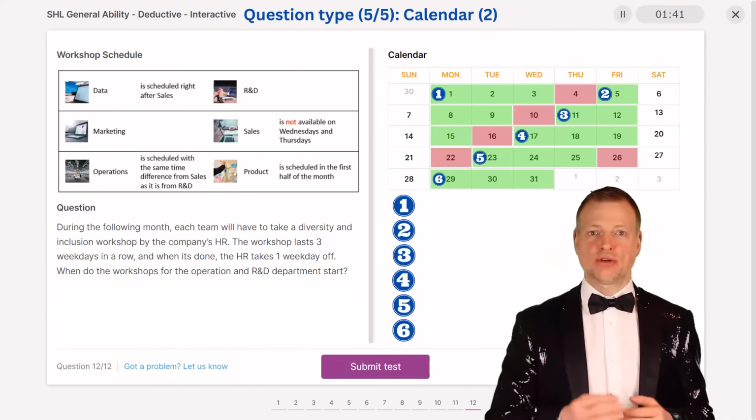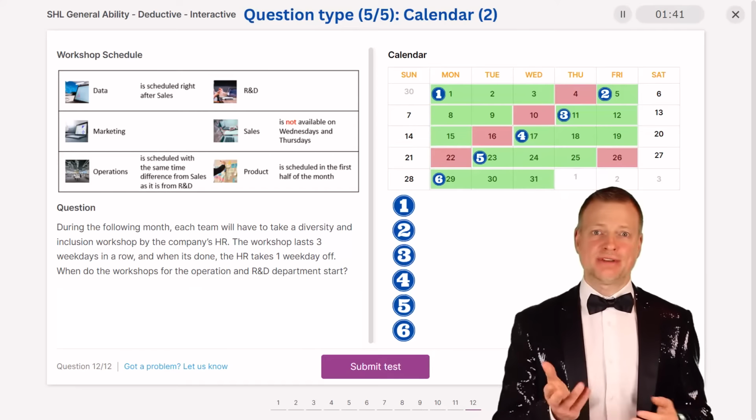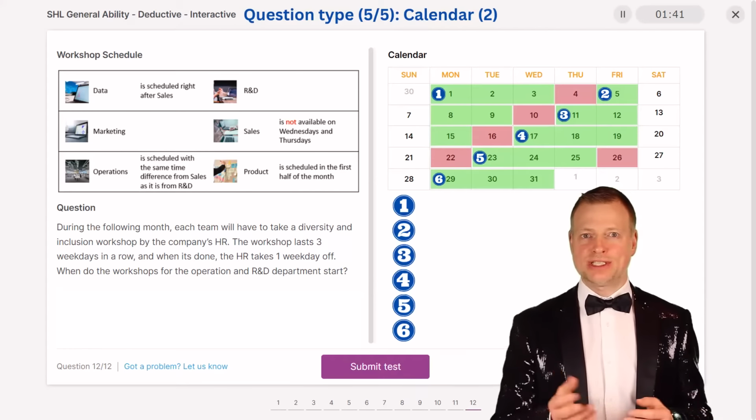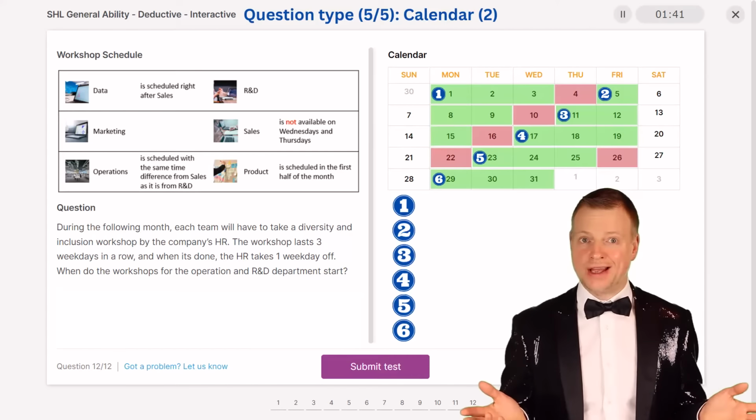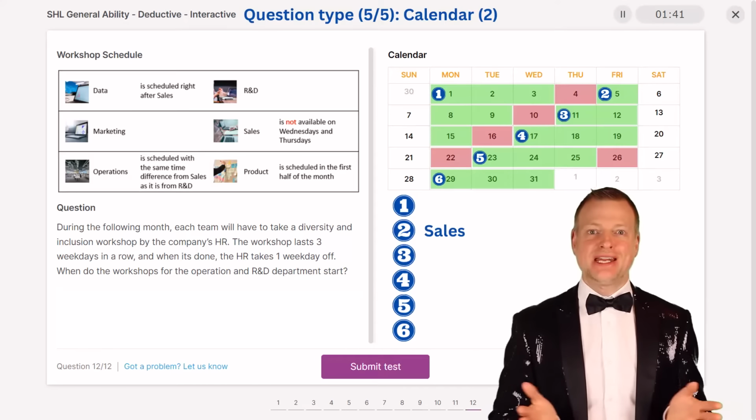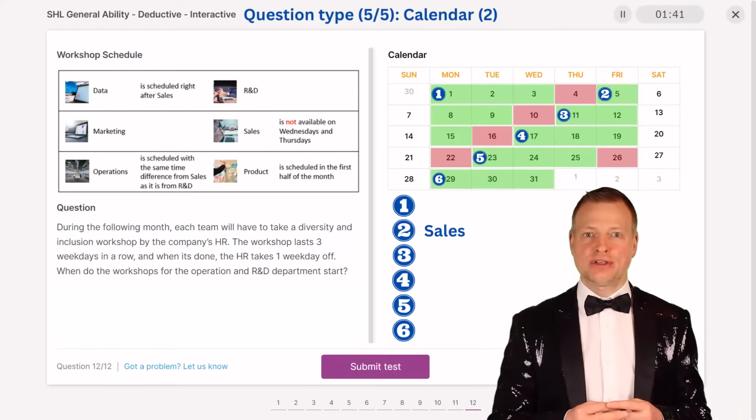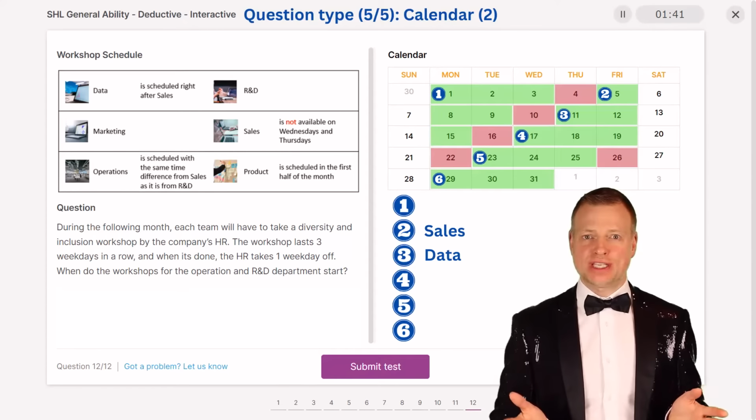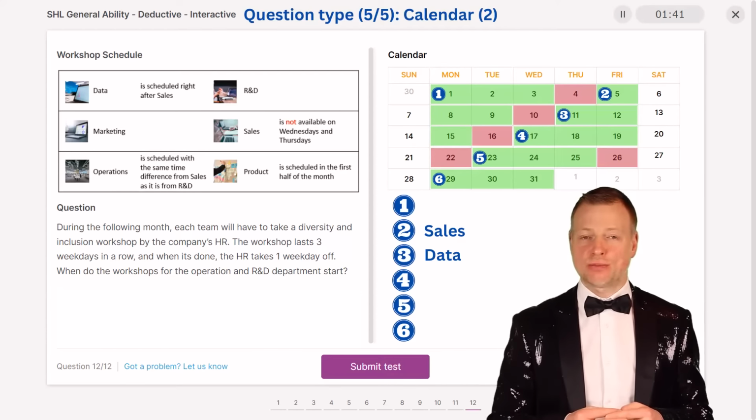Now let me present the rest of the solution. It is said that the sales workshop cannot take place on Wednesdays or Thursdays, and voila, then the only slot available during the entire month that excludes Wednesdays and Thursdays is the second one. Then it is clear that data must follow as the third one and the rest falls into place.